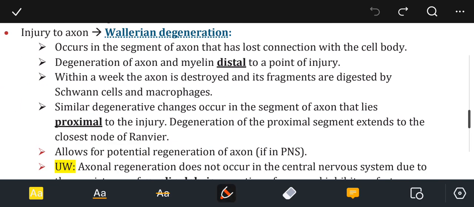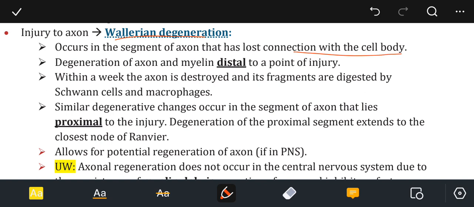So, injury to the axon will result in Wallerian degeneration. Wallerian degeneration is a very peripheral concept, that is, it is happening in the peripheral nervous system, and it allows the regeneration of the neurons if there are suitable conditions. So, it occurs in the segment of the axon that has lost connection with the cell body.